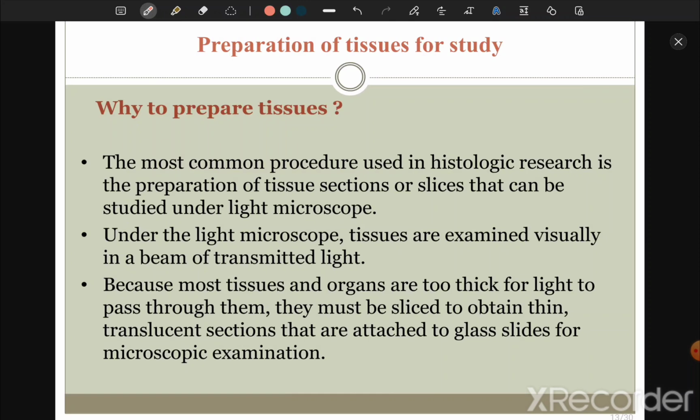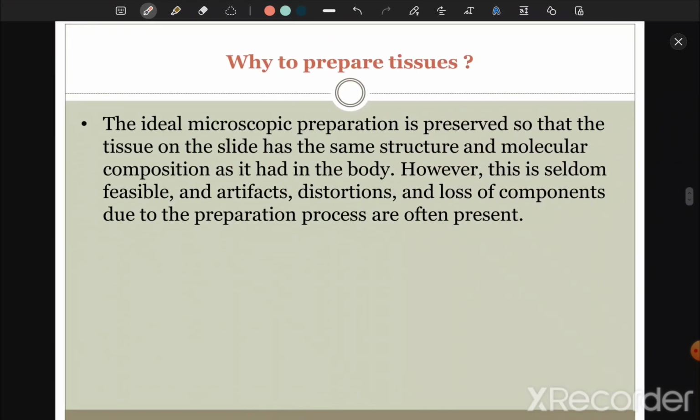The ideal microscopic preparation is preserved, so this tissue has to be preserved from degradation, either by the enzymes present in the cell itself, in a process called autolysis, or by the enzymes in the bacteria that cause putrefaction of the tissue. So we have to preserve the tissues from this process. The preparation of the tissue makes the tissues easy to examine.